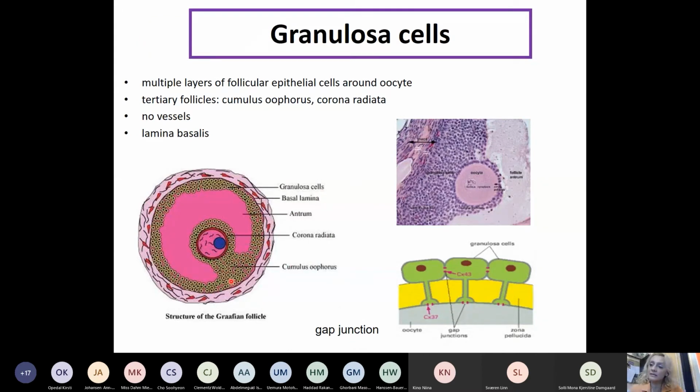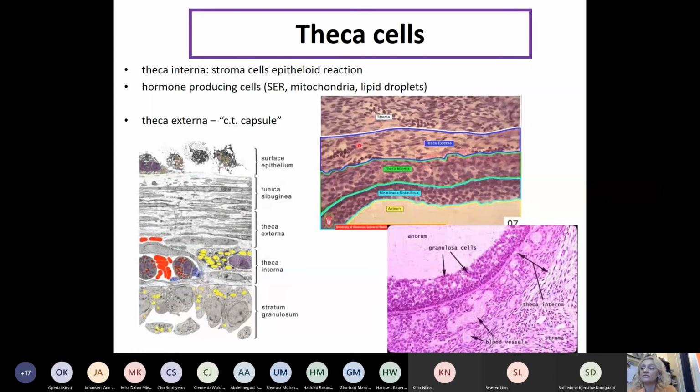Then a little bit more details about these granulosa cells. So this is multiple layers of follicular epithelial cells around the oocyte, and special names for these cells. I already mentioned the corona radiata surrounding the oocyte in the tertiary follicles, and the cumulus oophorus is this whole thing. Inside there are no vessels, it's epithelial cells, and later when they produce a lot of hormones, then there are vessels growing in. And then they are surrounded by the Theca cells, Theca interna and externa.